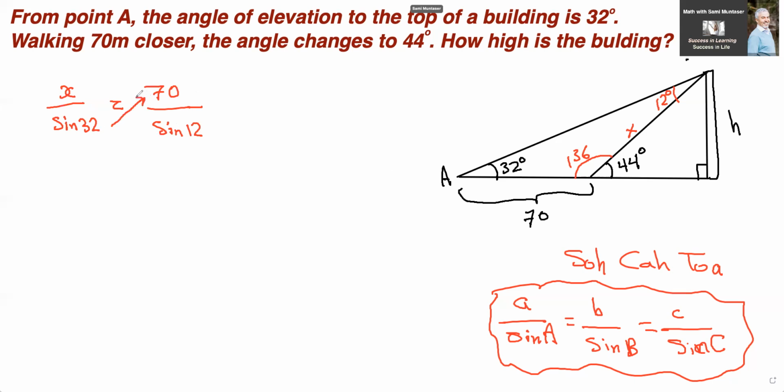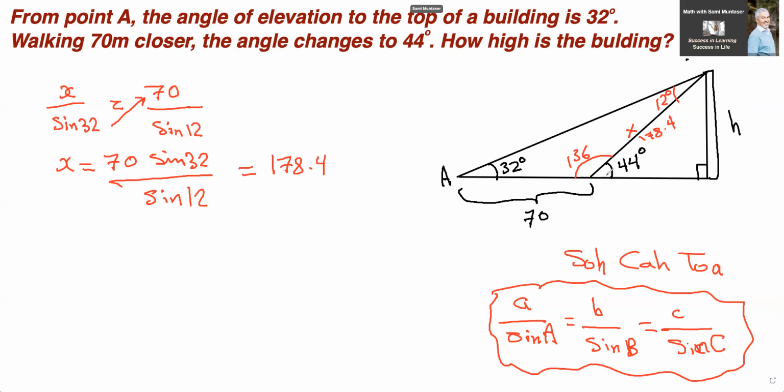Now just cross multiply the sine 32, and you'll get X equals 70 times sine 32 all over sine 12. We'll use the calculator, make sure you're in degree mode, and you can use the calculator to find that out. And X equals 178.4. So now we know this is 178.4.